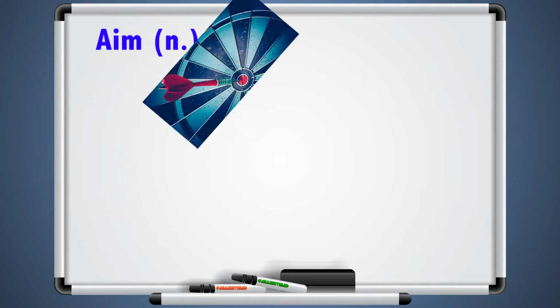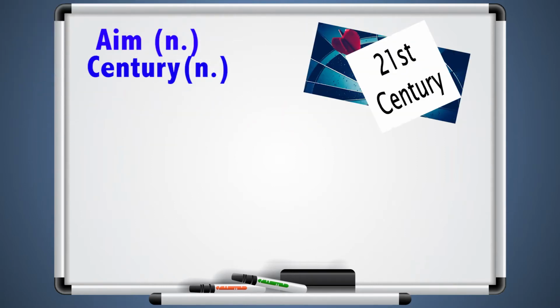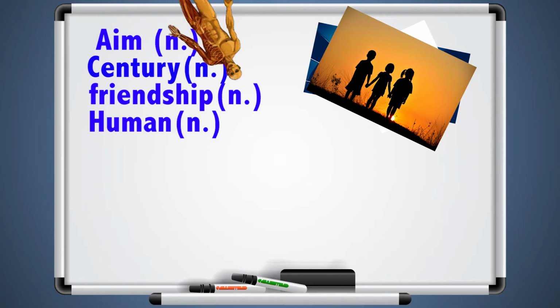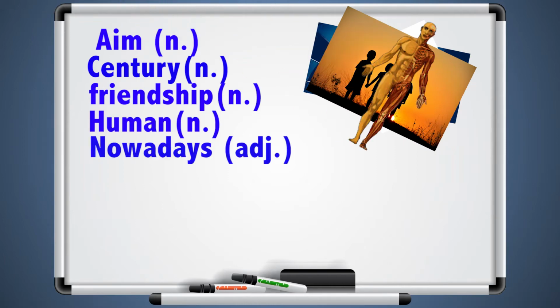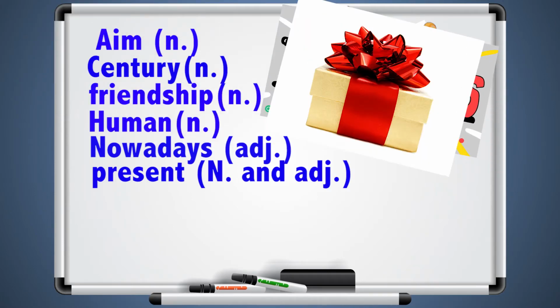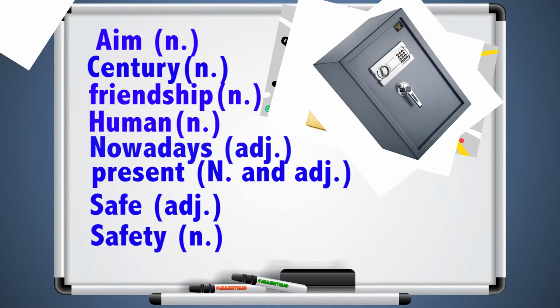Now we're going to move on to our first vocabulary box. You shall see it in front of you right now on your screen, and we're going to be reading it together. First word we have is aim. Century. Friendship. Human. Nowadays. Present. Safe. And safety.